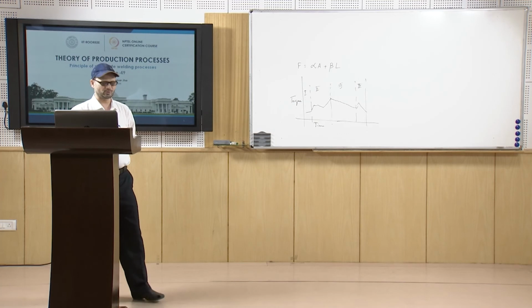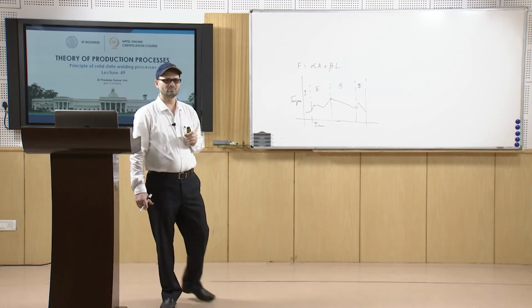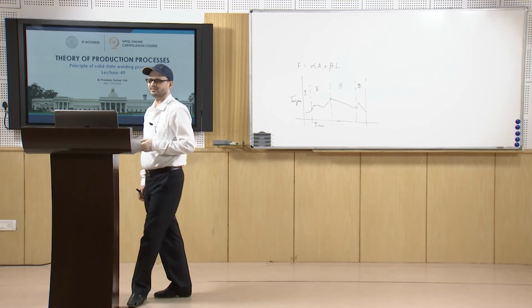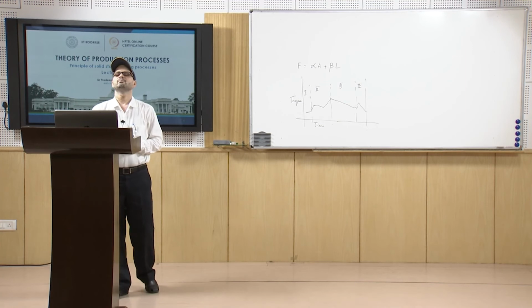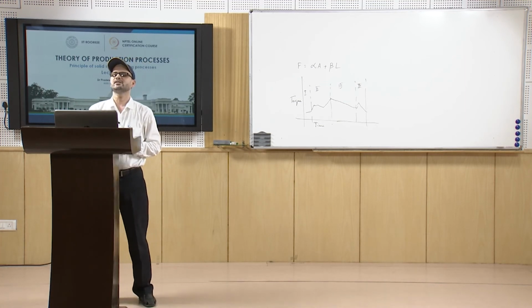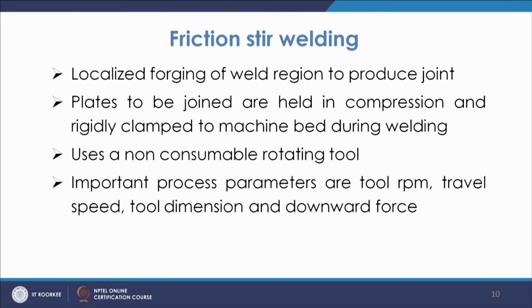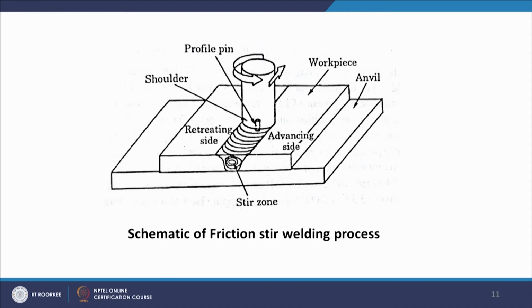A very important process among them is friction stir welding. As you know, in friction stir welding you have localized forging of the weld region to produce a joint. Plates to be joined are held in compression and rigidly clamped to the machine bed during welding, using a non-consumable rotating tool, and the process parameters are tool RPM, travel speed, tool dimension, and down force. Now, this is the schematic of friction stir welding. In this case you will have a tool here, in terms of a pin, and then you will have the profile surface.